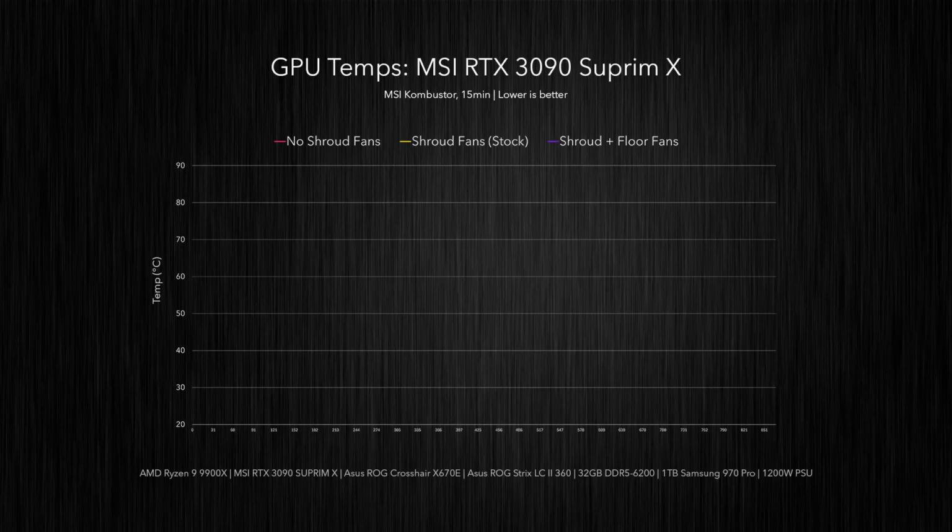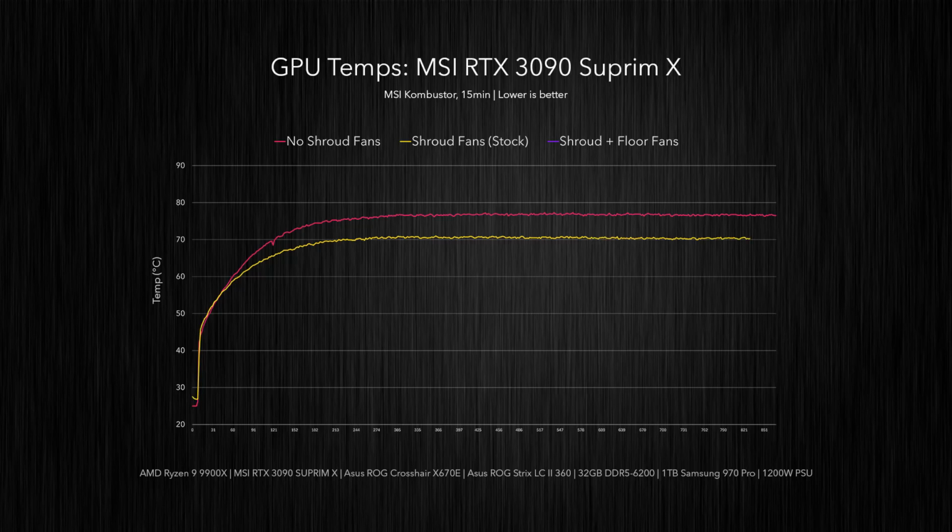For the RTX 3090 Supreme X, removing all 4 basement fans returned a temp of 77°C on average. Adding the two shroud fans dropped temps by 7 degrees, not too shabby, allowing the GPU to run at 70°C. This is the coolest I've ever seen this card run. It's my personal card. I've stuck it in a lot of different builds. I've never seen it run at 70°C. So that's actually really good. Introducing the floor fans didn't have a measurable effect in either direction.